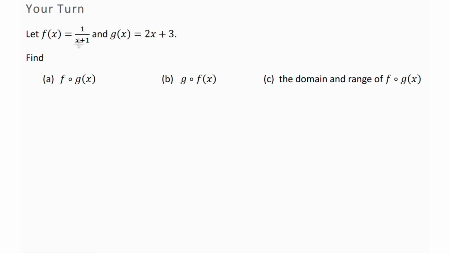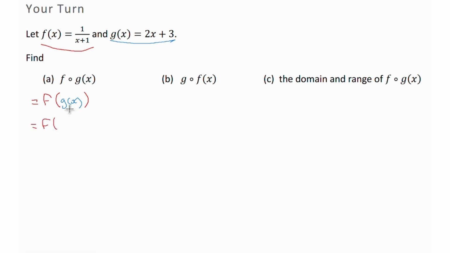f of x is 1 over x plus 1, and g of x is 2x plus 3. So what is f composed with g of x? So this is, first of all, f of g of x. Maybe if I color code this a little bit, it'll make it easier to see what's going on. If I call this one g of x here, and I'm going to do in red anything to do with f.